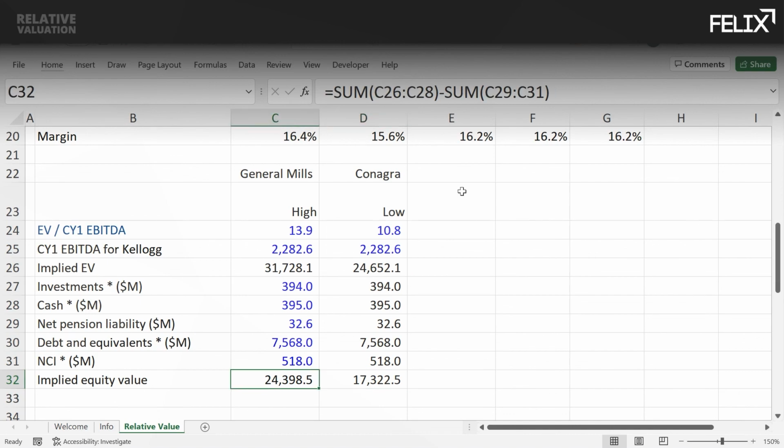So this certainly makes it look like Kellogg is a fairly valued company based on the relative value or the trading comparables. So that's a little trading comparables using Felix.